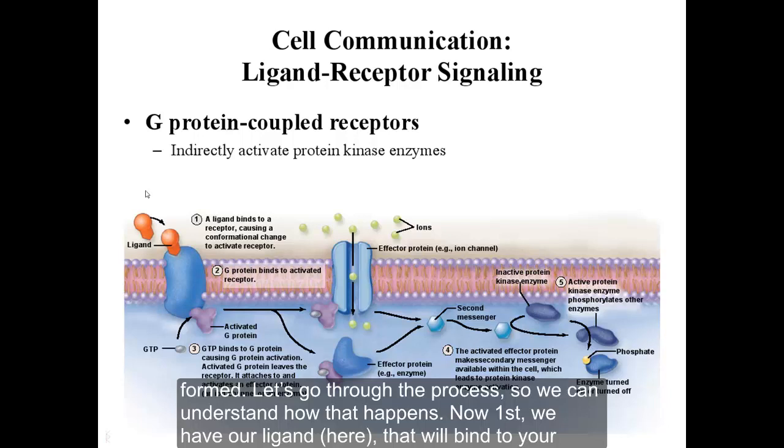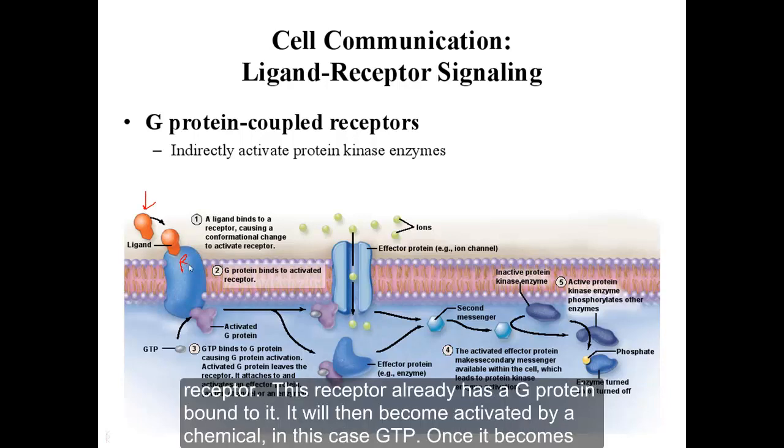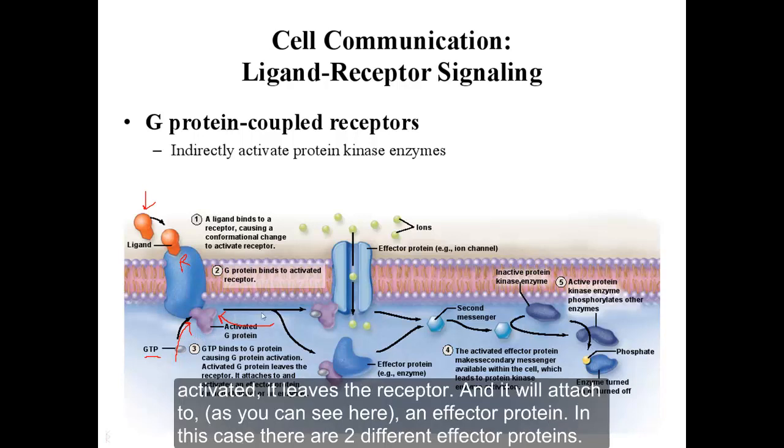Now first, we have our ligand here that will bind to your receptor. Now, this receptor already has a G protein bound to it. Alright? And it will then become activated by a chemical, in this case GTP. Once it becomes activated, it leaves the receptor, and it will attach to, as you can see here, an effector protein.